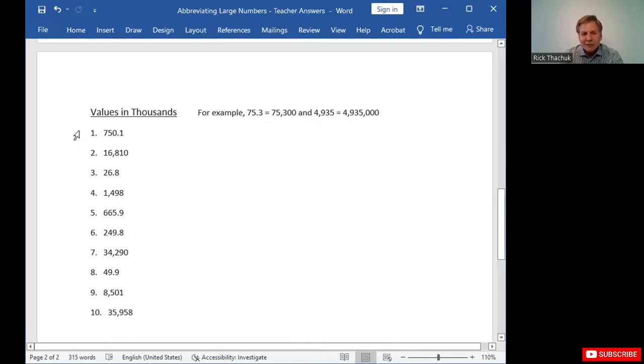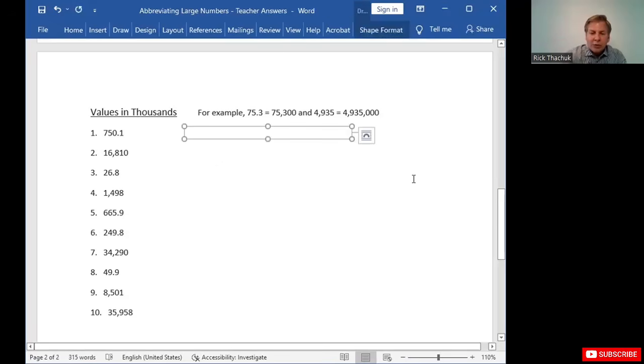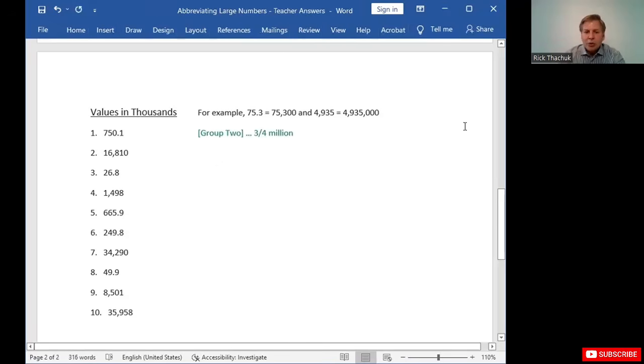So let's read this number first as it is. 750.1 thousand is 750,100. How can I abbreviate that? Well, that number is just over 750,000, which I know is 3/4 of a million. So this number is just over 3/4 of a million. So I can use any number from group 2, and then I'll reference 3/4 of a million. So just over 3/4 of a million, just above 3/4 of a million, approximately 3/4 of a million.